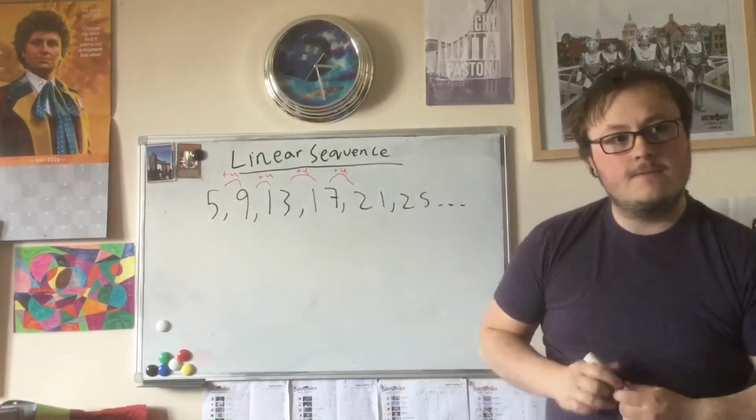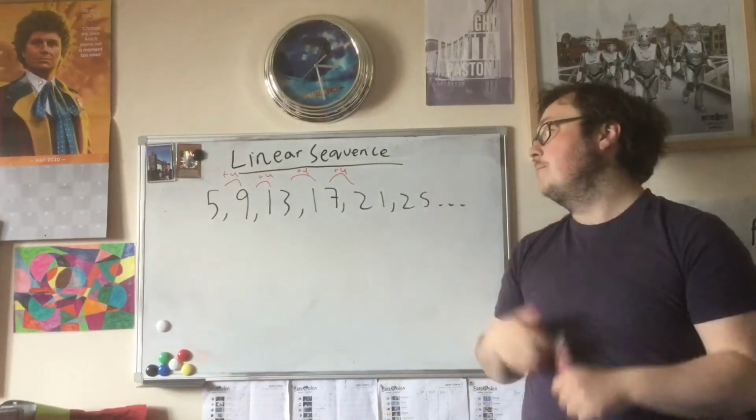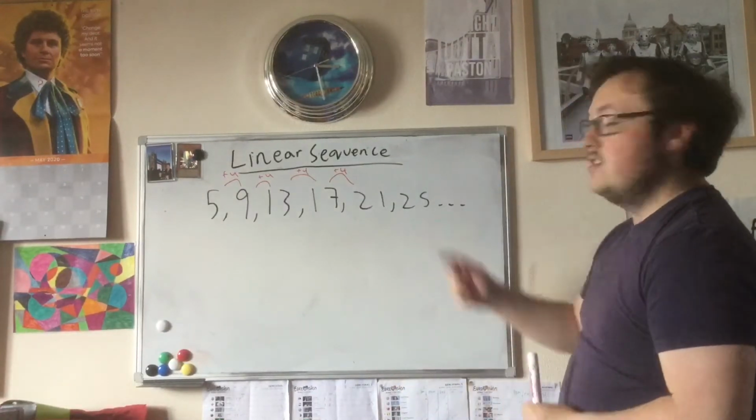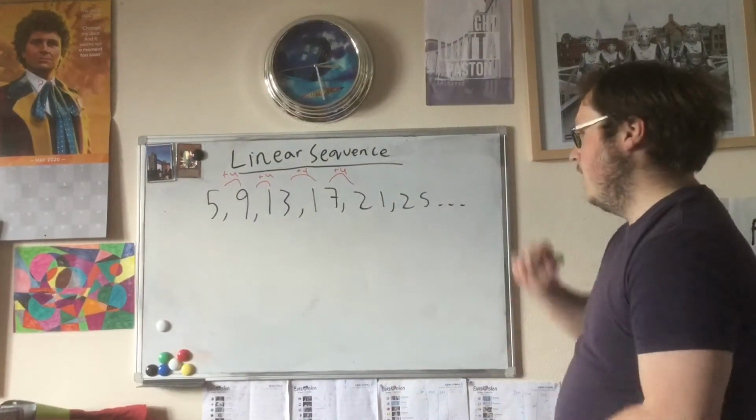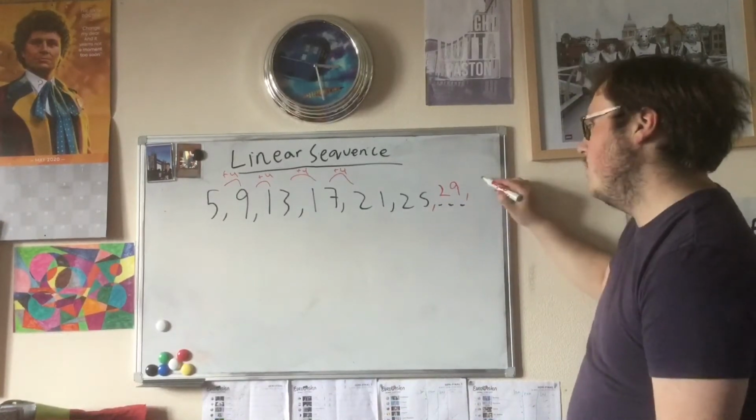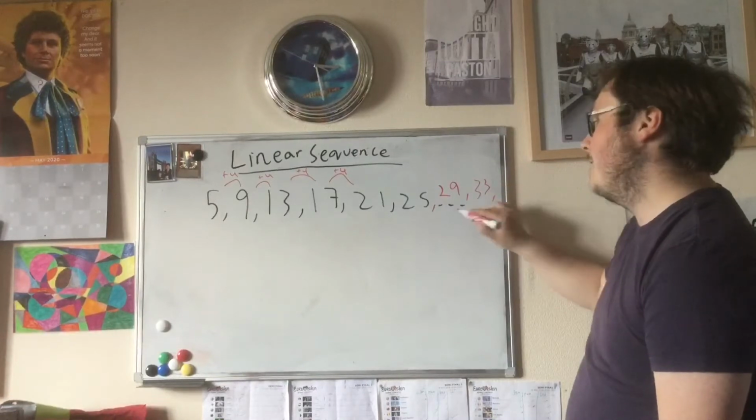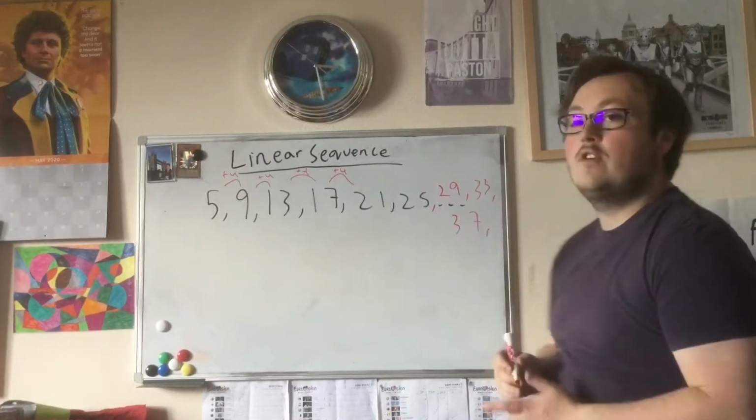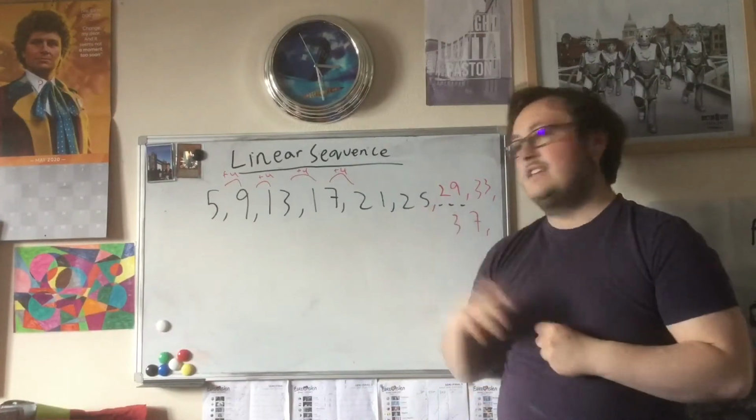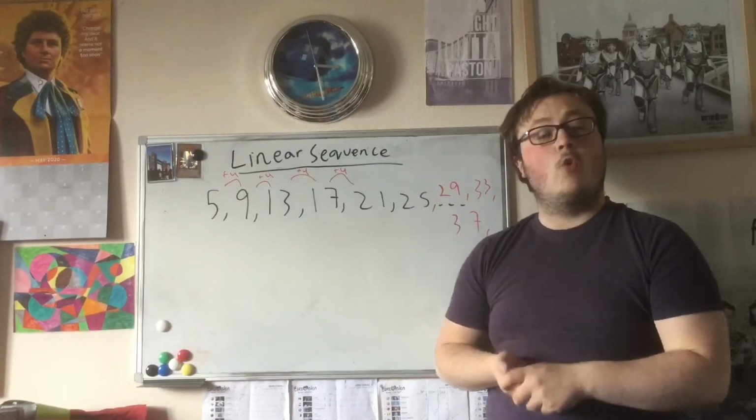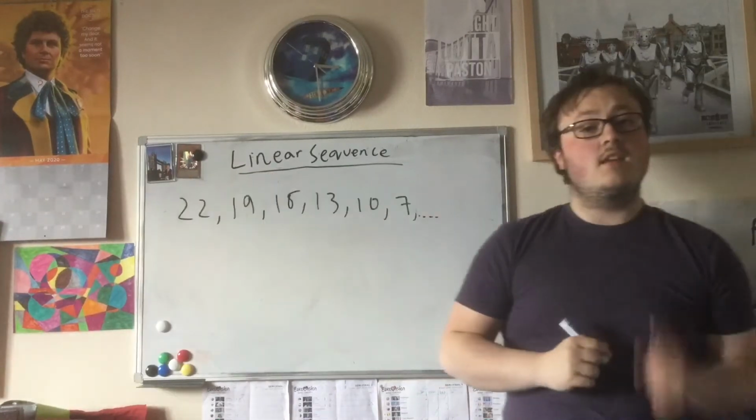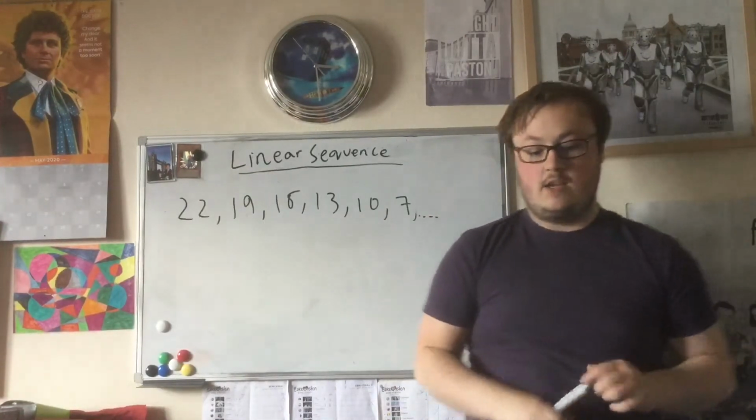Now this could help us find the next term of this sequence. This could help us find the next 3 terms, as a matter of fact. So if we know it's going up by 4, all we need to do is add 4 again. That will get us 29. Add 4 again, get us 33. Add 4 again will get us 37, and we can carry on. And that's a great example of how linear sequences work, because if we're adding 4 every time, that's what makes it linear.